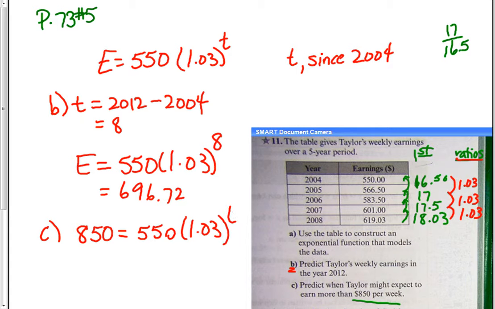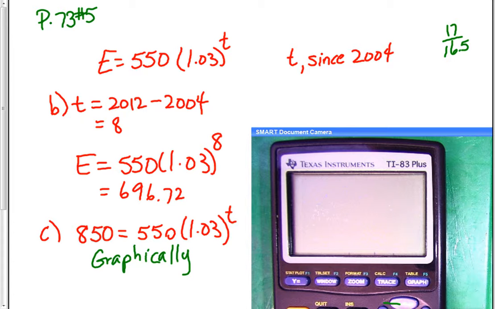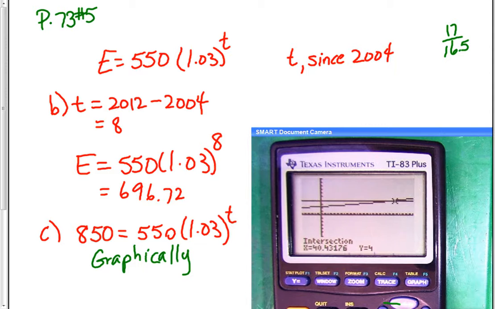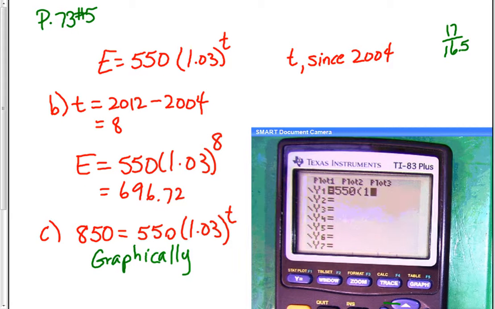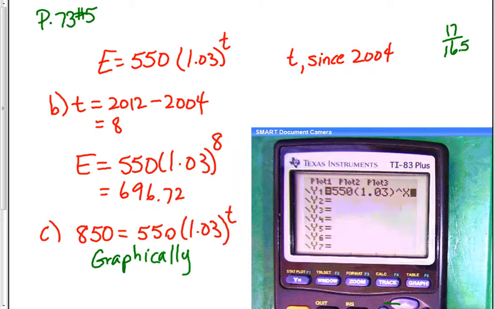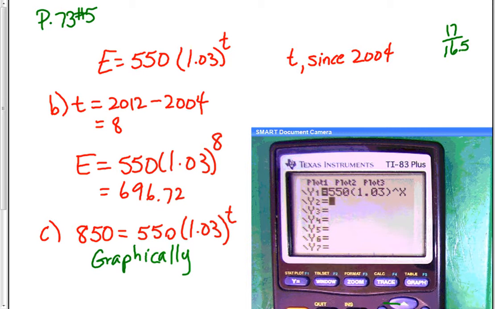This would be hard to solve with guess and check. I would use a graph. Our two equations would be, come on, turn on for me. There we go. First of all, our earnings equation, 550, 1.03 to the power of x. And our second equation would be the line, 850.